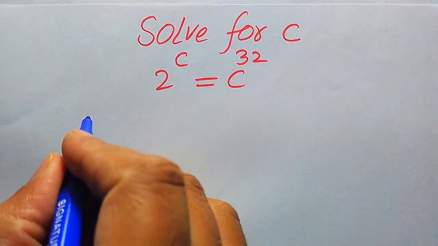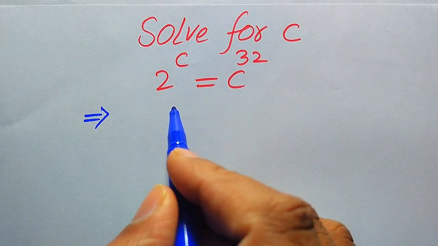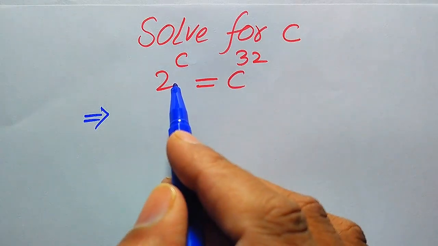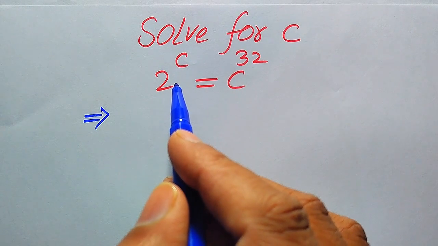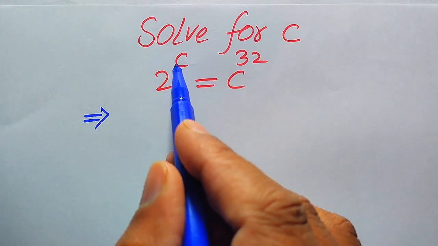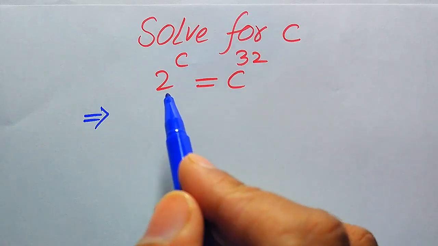The very first thing we are going to do is move the constant terms to the left hand side. It means that we need to move this 32 from the right hand side to the left hand side, and we move the variable terms to the right hand side. This c is the variable term, so we need to move it to the right hand side, and we move 32 to the left hand side.